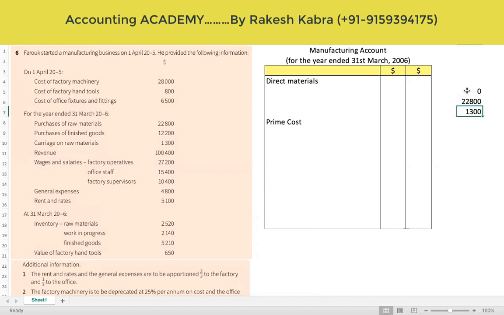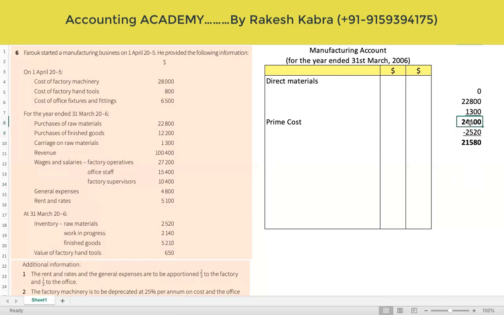Now, on the last date, what information is given? How much raw material is left? 2,520. It means opening raw material zero, this I purchased, this I paid for carriage. So what is the status of total raw material? This is the total raw material available. Out of this, at the end of the year, only 2,520 is left. So don't you think the remaining we actually used in the manufacturing? I hope you understood.